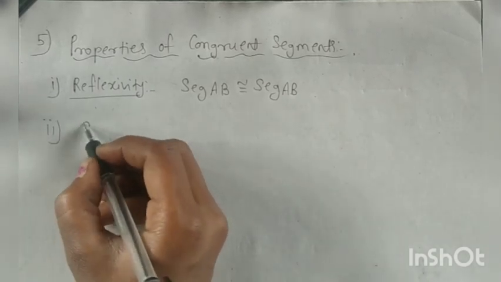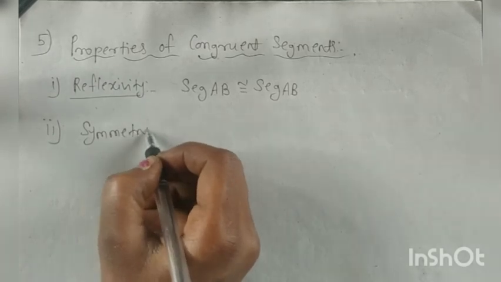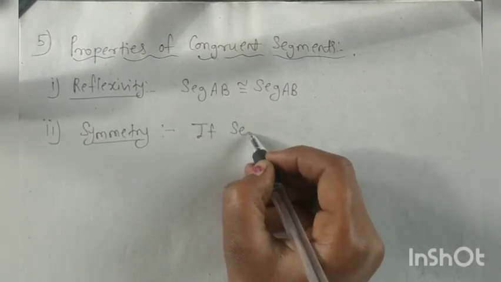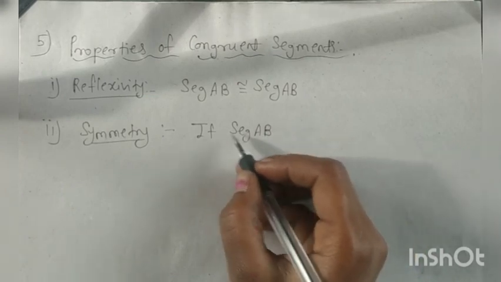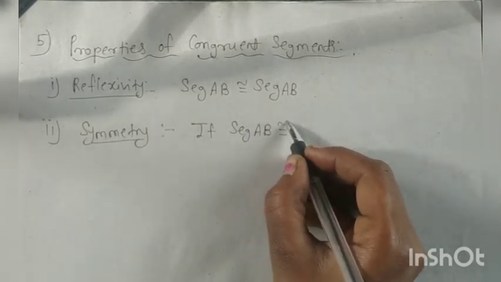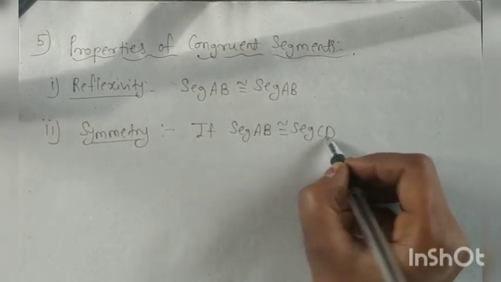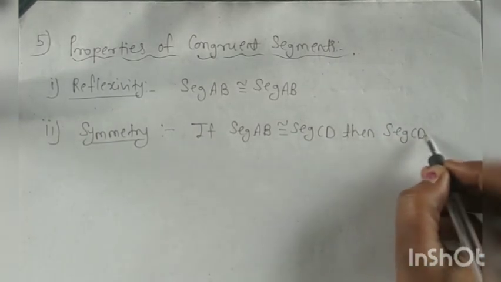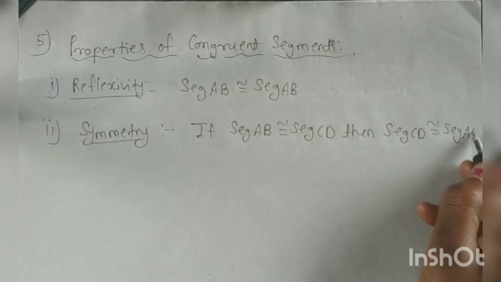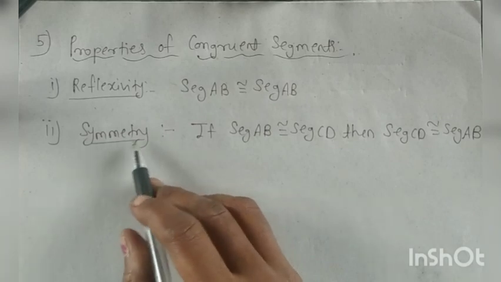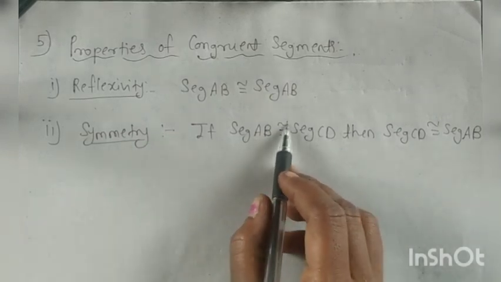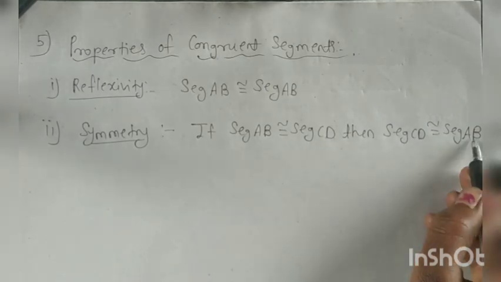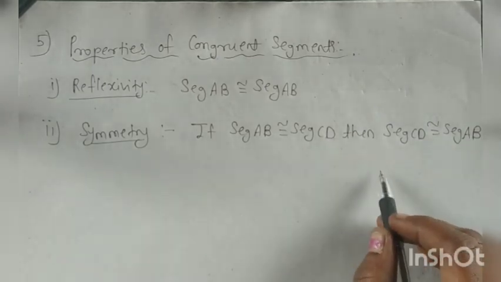Then second, symmetry. If segment AB is congruent to segment CD, then segment CD is congruent to segment AB. This is symmetry. Symmetry means similar.